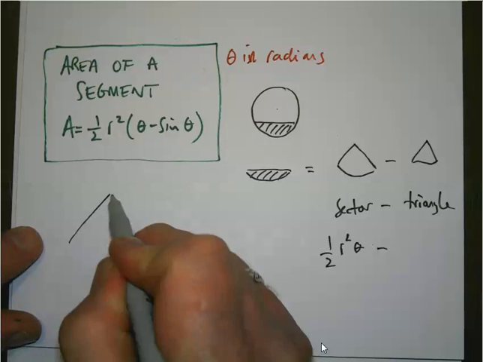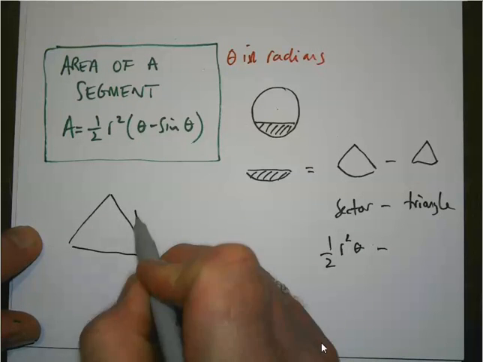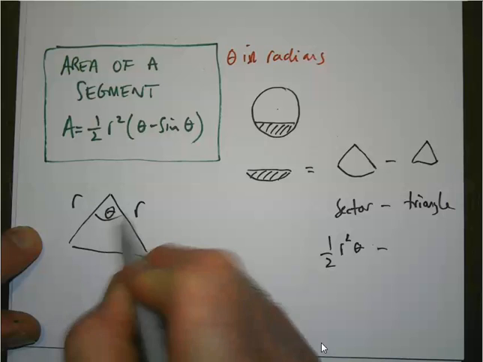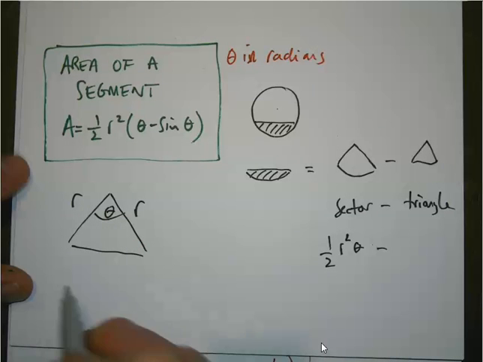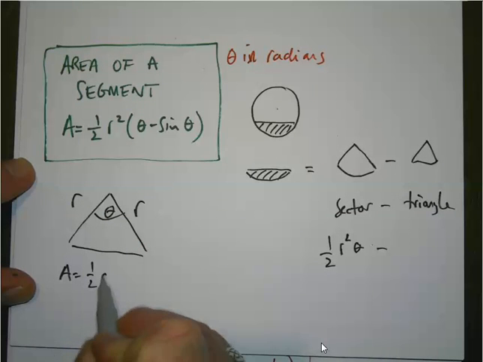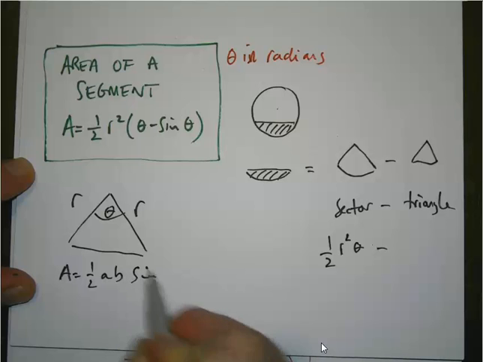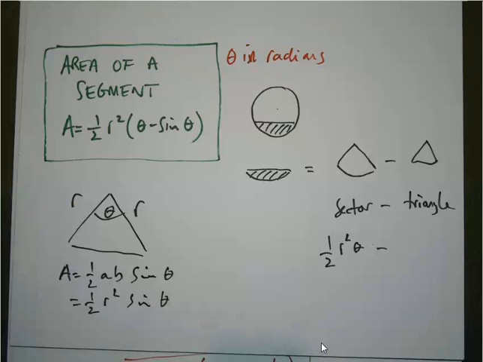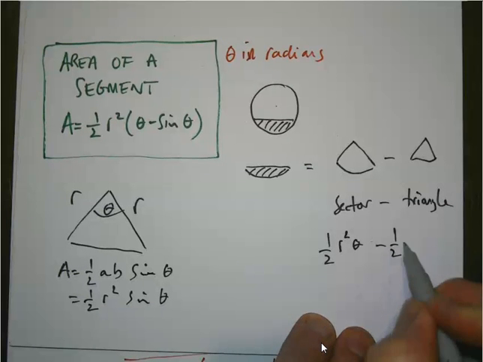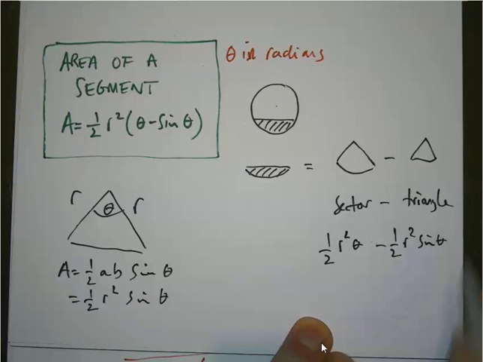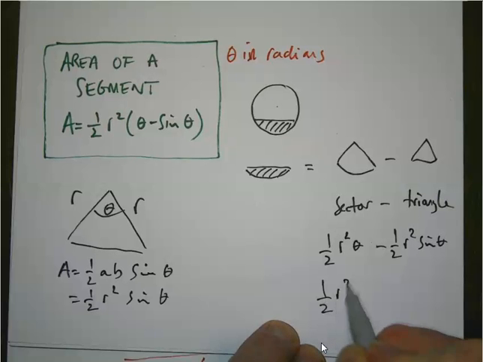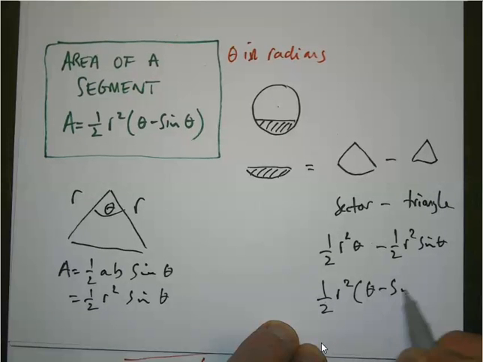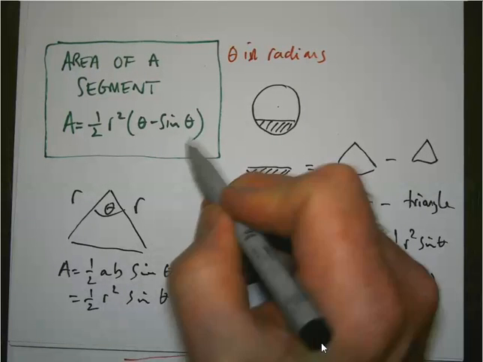Now my triangle has sides r, and that's theta. I know that the area of a triangle is a half a times b times the sine of the included angle, which in this case will be a half r squared sine of theta. So I have a half r squared theta minus a half r squared sine theta, common factor of a half r squared, theta minus sine theta, which is what has been given.